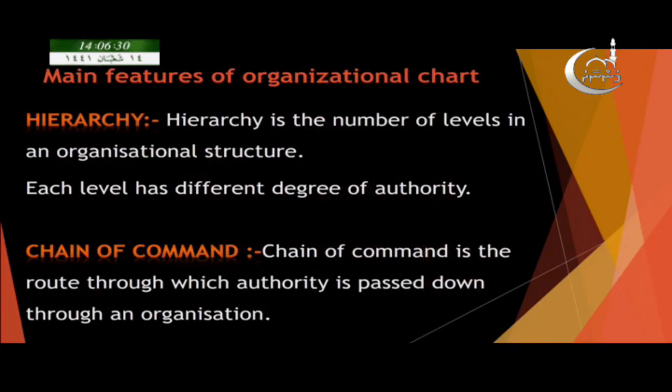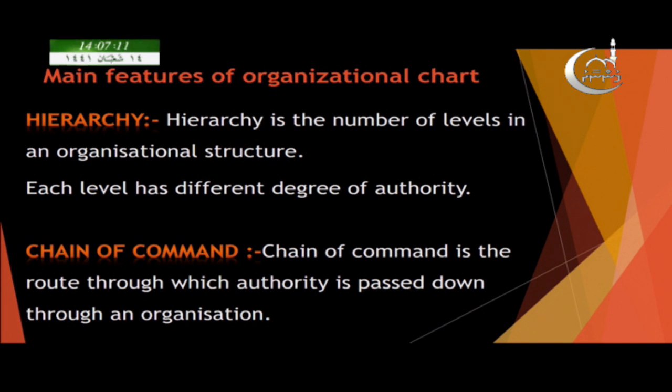Then next one is chain of command. Chain of command is actually how authorities or instructions are passed from top management to the lower levels of employees. So chain of command is the route through which authority is passed down through an organization. That means the CEO or the manager or the owner of the organization cannot do all the tasks by himself. So he has to assign all the work to different managers, different directors, supervisors. So these authorities or these instructions are coming from the top level to the lower levels. That is what we call chain of command.